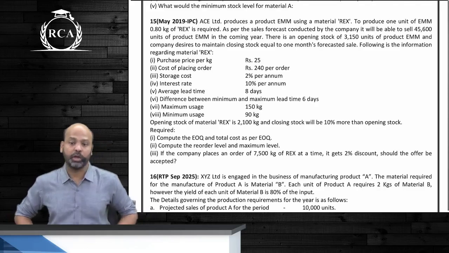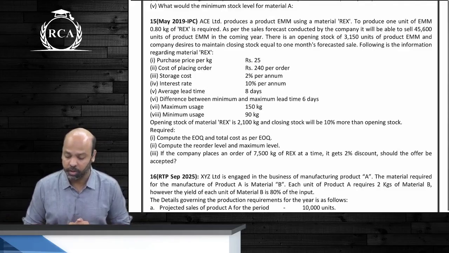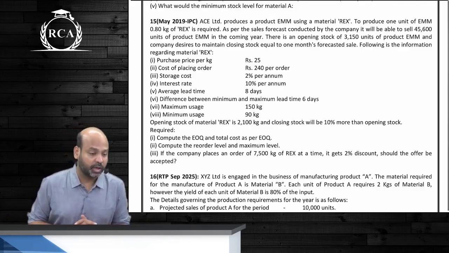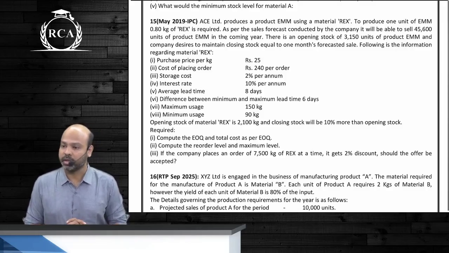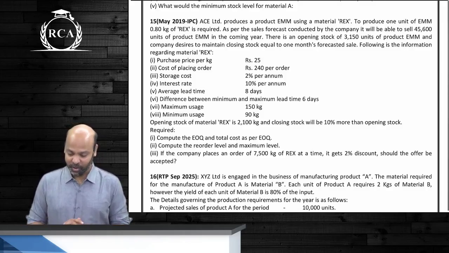Here you will not assume that closing stock is 0. The question is very clear, the closing stock will be equal to 1 month's sale. So 45,600 into 1 divided by 12 is 3,800 units closing stock.